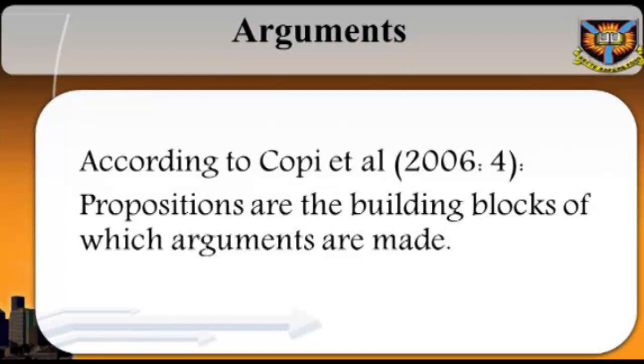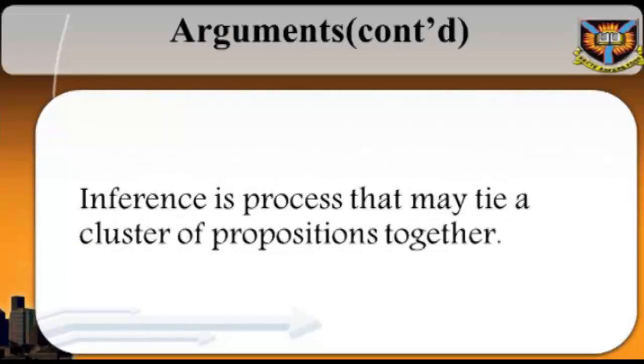Arguments. According to Copi et al., 2006, page 4, propositions are the building blocks of which arguments are made. When we reach or affirm one proposition on the basis of other propositions, we say that an inference has been drawn. Inference is a process that may tie a cluster of propositions together. Some inferences are warranted or correct, others are not. To determine whether an inference is correct, the logician examines the propositions with which the process begins and ends, and the relations between those propositions.